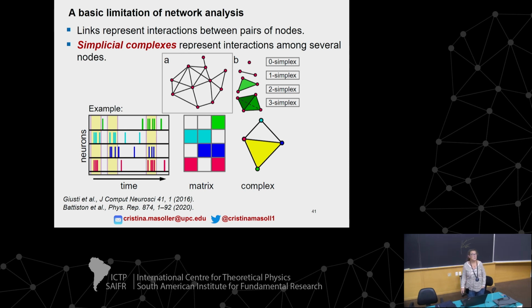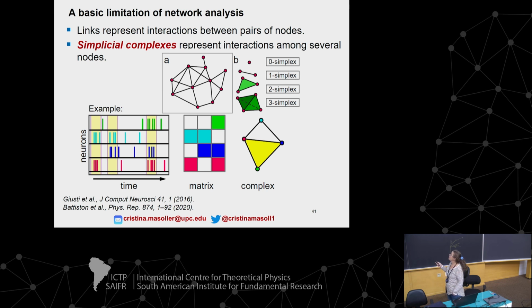Who is familiar with simplicial complexes? Okay, brilliant. So basically, this is an example of what this means. You have 4 neurons that fire, and sometimes the cyan and the red fire together, sometimes the cyan and the blue, and sometimes the 3 of them. So if you represent this on a network, you will see that there is a connection between these two, and these 3.